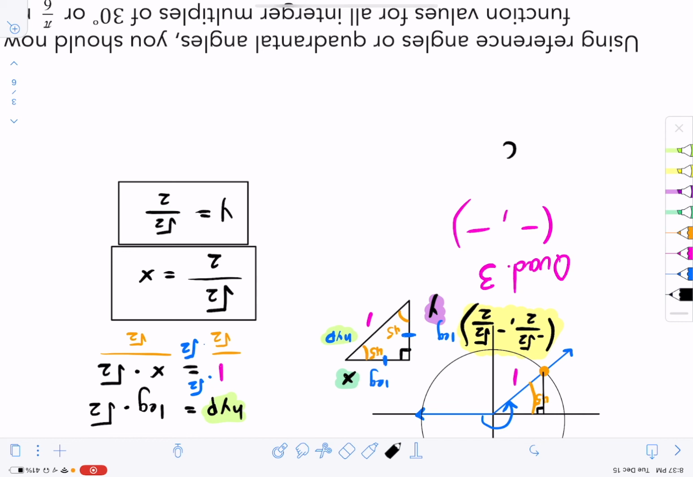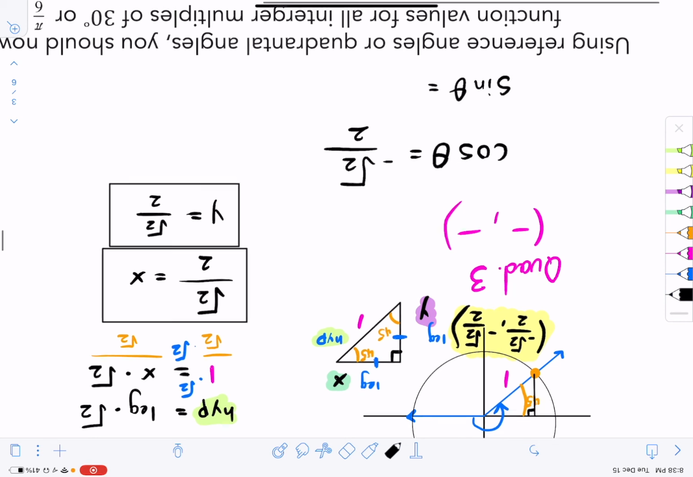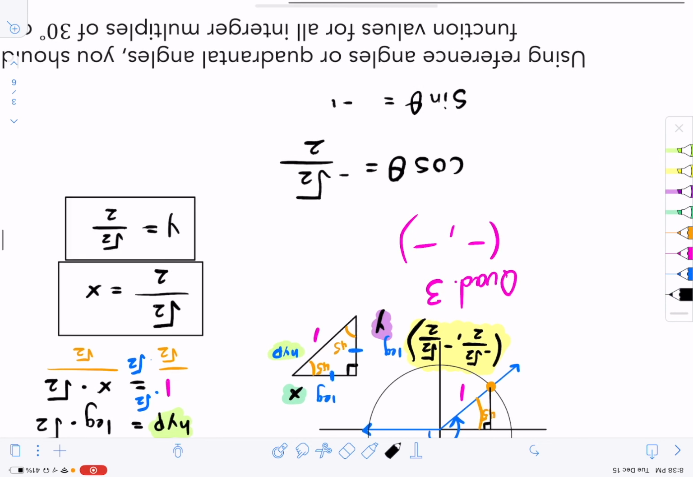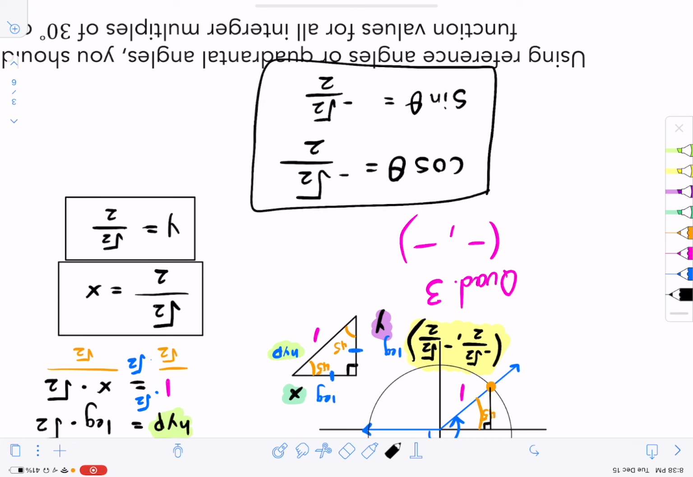Recall that cosine of theta is x over r, or x over 1. In this case, the x value is the square root of 2 over 2. And sine of theta is equal to y over r, or y over 1, which is just y. So the square root of 2 over 2 is your sine value as well.